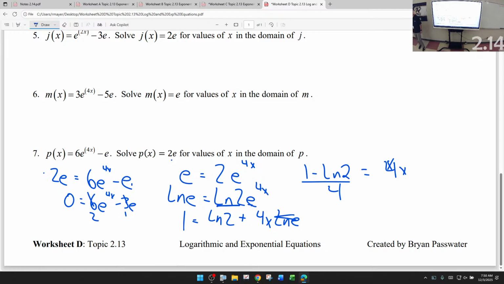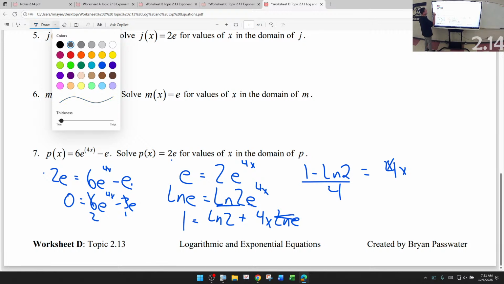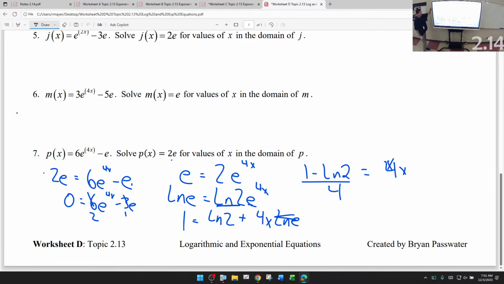Yes, ma'am. I can work them all. You can? Oh, you probably can. Which one did you say? Number 6? So I've got e to the x equals 3e to the 4x minus 5e.